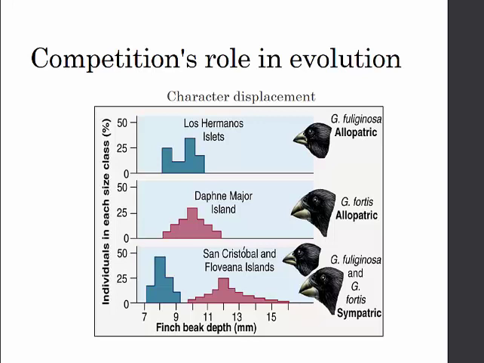When these species are living separately, or as we say, allopatrically, they have very similar beak depths as indicated by the graphs. But as we see in the bottom panel, on San Cristobal and Floreana Islands, the two species live together, or sympatrically. Notice that on these islands, the two finch species have very different beak depths. Presumably, it is competition that has shaped beak size on these islands where the species are living sympatrically. Instances where competition has caused a shift in characteristics, such as beak shape, are known in evolutionary biology as character displacement.